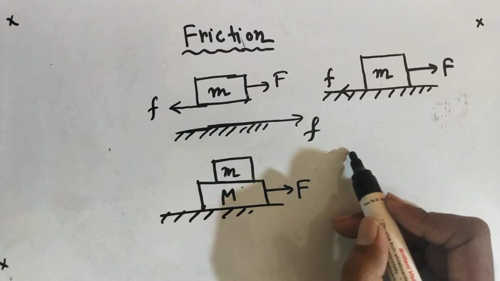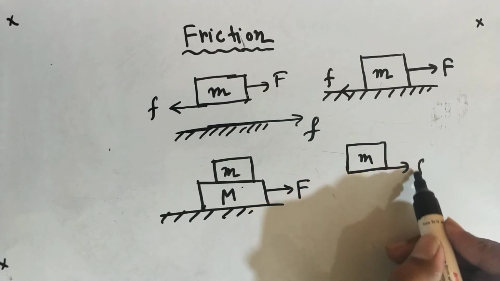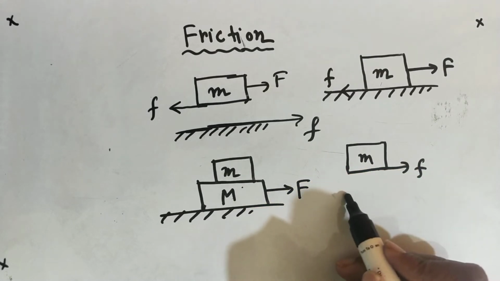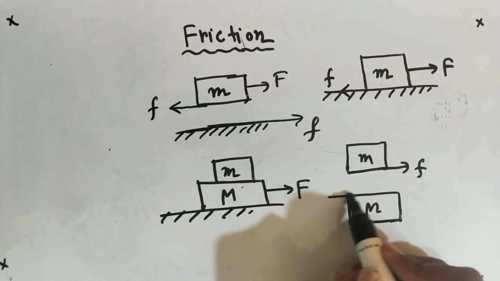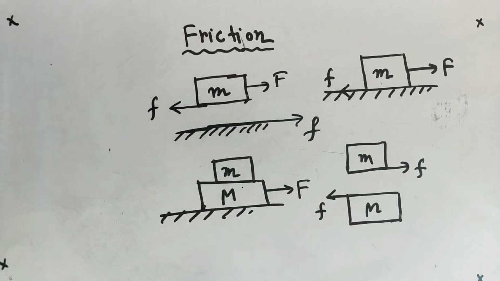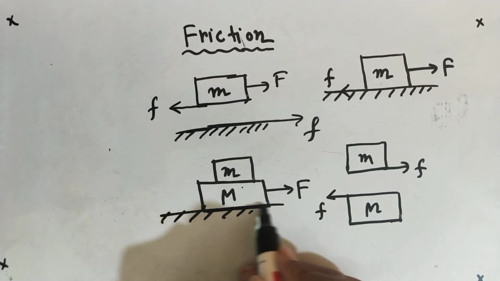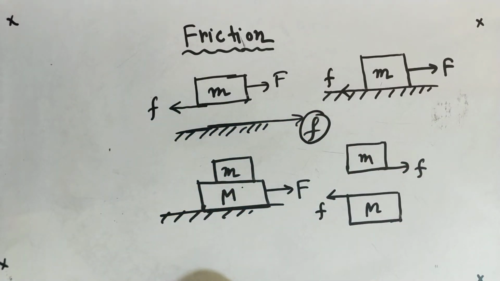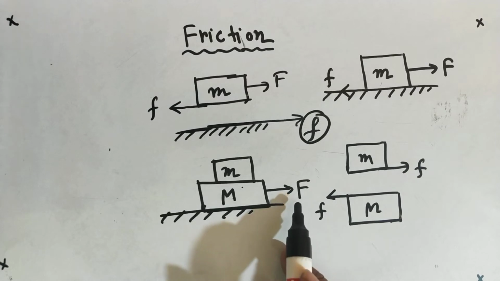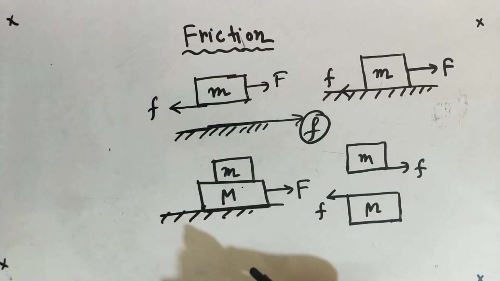So the frictional force that will act on the mass small m will be along the forward direction. But if you talk about the frictional force on the mass capital M, then it will be in the backward direction, and these are equal and opposite. So this is the action-reaction force. When we talk about the frictional force between this floor and this block, it will be similar to this. So you can say finally that the frictional force is nothing but an opposing force, and it always opposes the relative motion of the object.